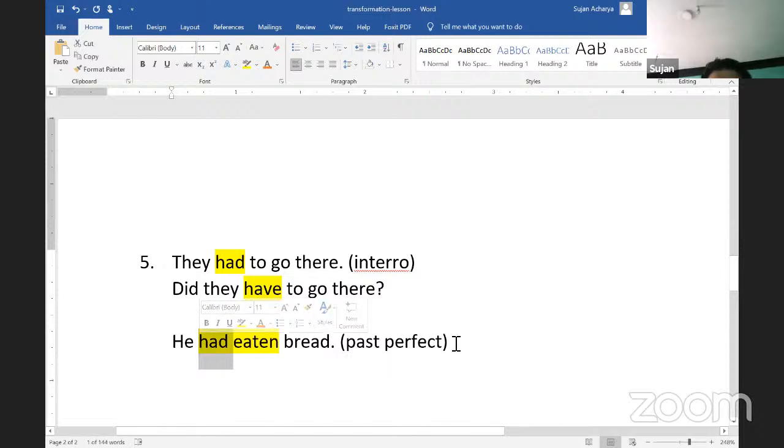Why? Because this is in past perfect tense now. Why? Because it is followed by V3.